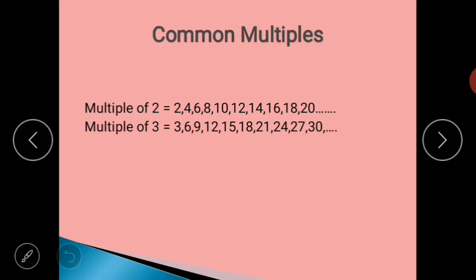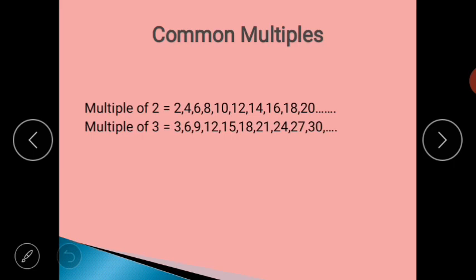Here you can see I have put dot dot dot at the end. What is the meaning of these dots? These dots indicate that the multiples of 2 are infinite and the multiples of 3 are also infinite. So you must put these dots to show that the multiples of any number are infinite.